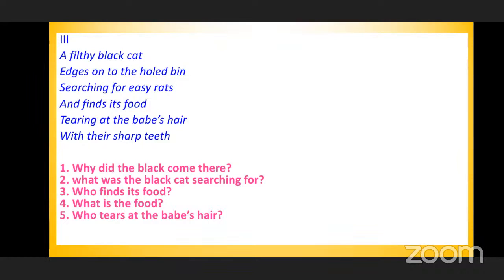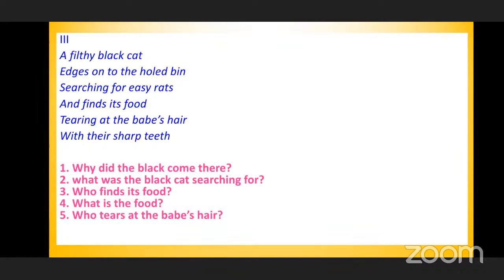Who finds its food? The black cat finds rats as food. What is the food? The food is rats. Who tears at the baby's hair? The rats are tearing at the baby's hair.